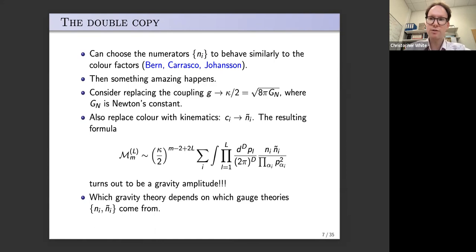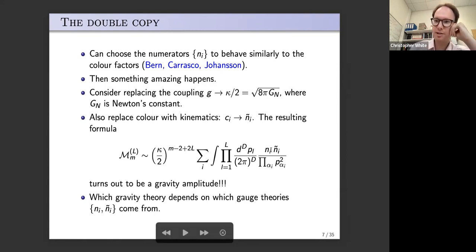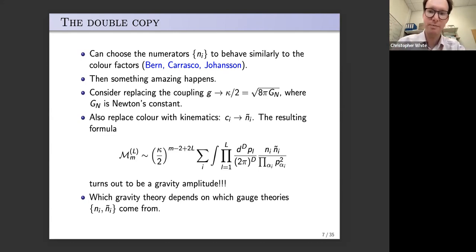Now, I've not said which gravity theory I'm talking about here. It turns out you can take these kinematic numerators from different gauge theories, and the gravity theory you get depends on the two gauge theories that you've chosen. So, for example, if you chose N=4 super Yang-Mills twice, you would get N=8 supergravity on the gravity side. If you were to take N=3 and N=4 super Yang-Mills, you would get N=7 supergravity, and so on. So the number of degrees of freedom have to match up on each side of the correspondence.